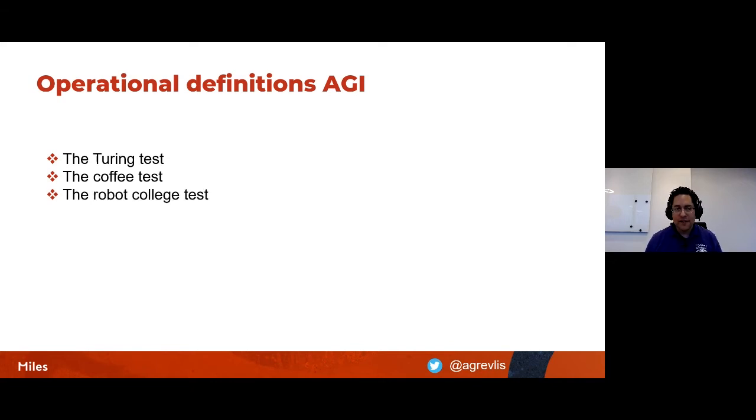And the third operational definition is called the robot college test. This is when a robot can enroll in a human university and take classes in the same way as humans and get a degree. And the fourth one is called the employment test. This is when machines are exhibiting true human level intelligence and are able to do any kind of things that humans are able to do.